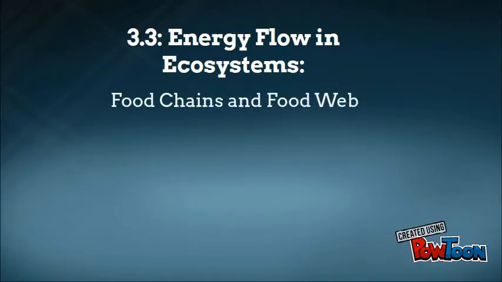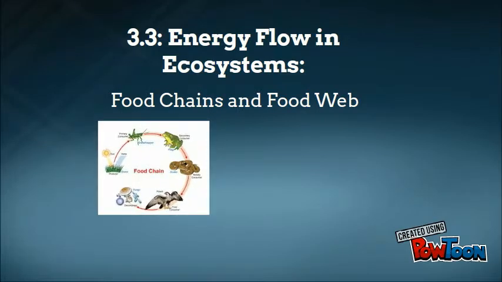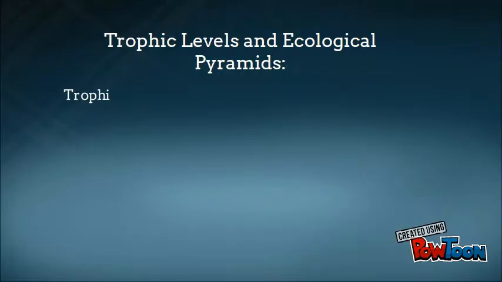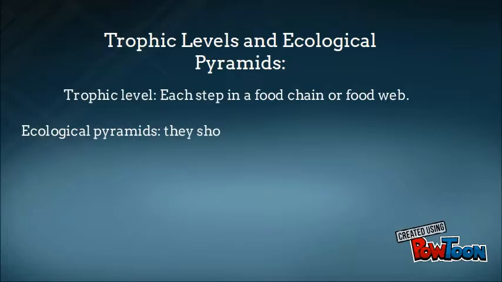3.3 Energy flow in ecosystems. Food chains and food webs. Trophic levels and ecological pyramids. A trophic level is each step in a food chain or food web.